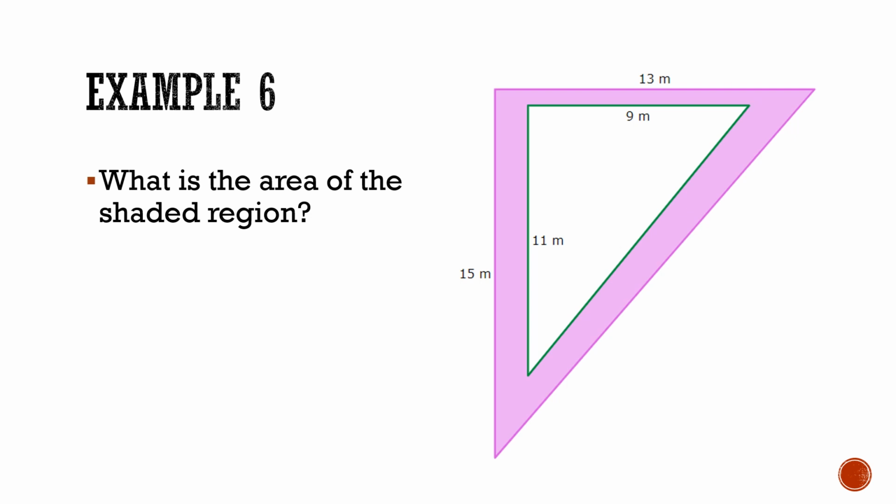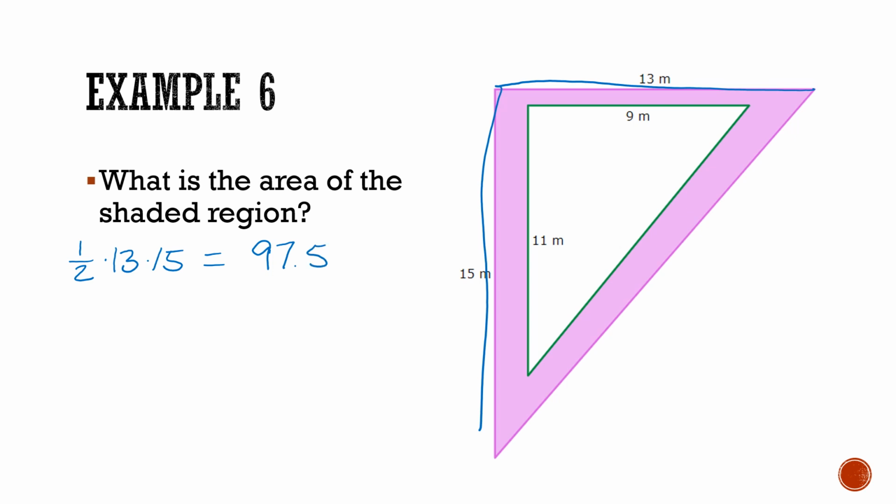So we use our formula for area of a triangle, which is a half times the base. We're starting with that bigger triangle, so I'm going to use 13 as my base. So 13 times the height, which is 15. So a half times 13 times 15 equals 97.5.